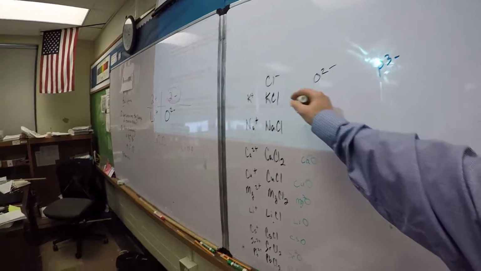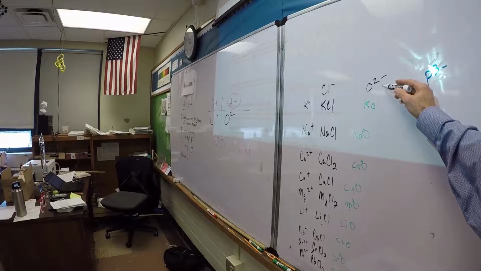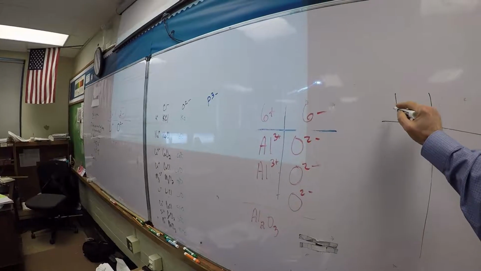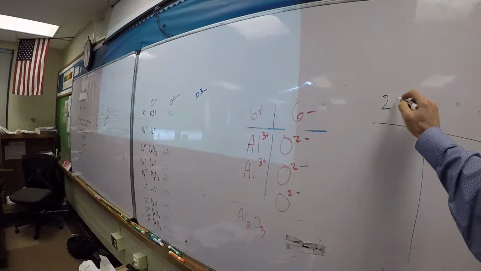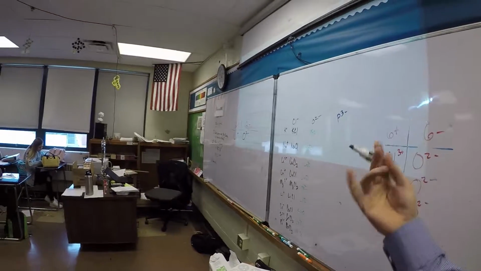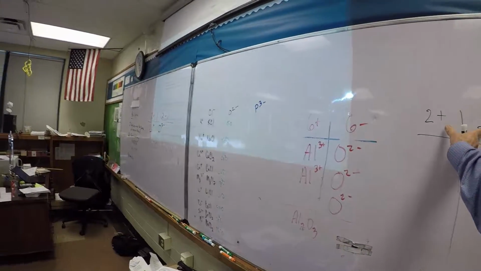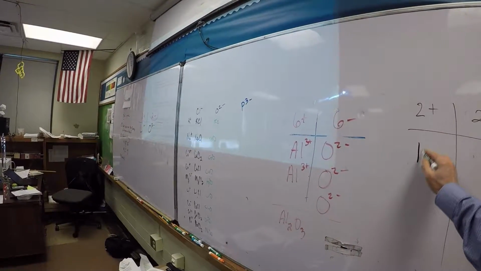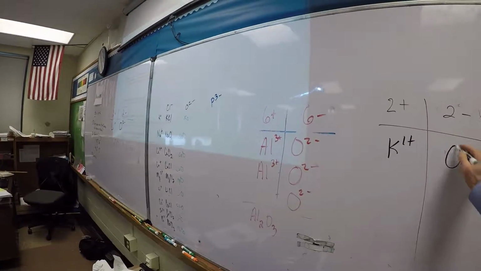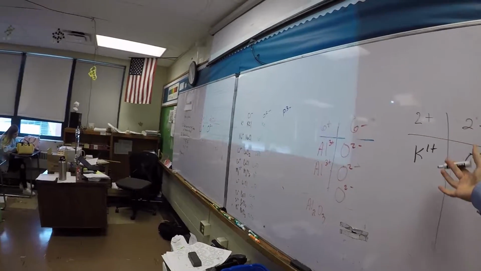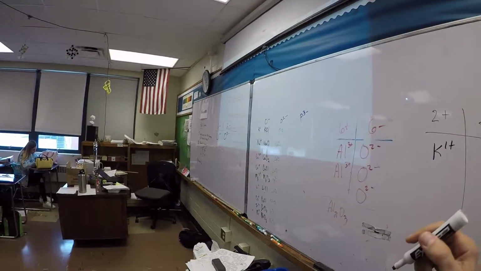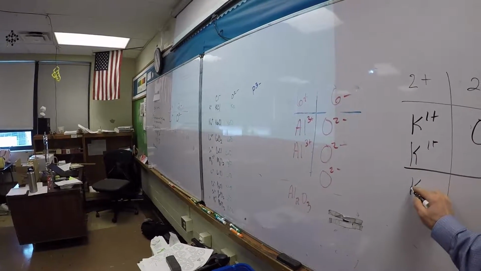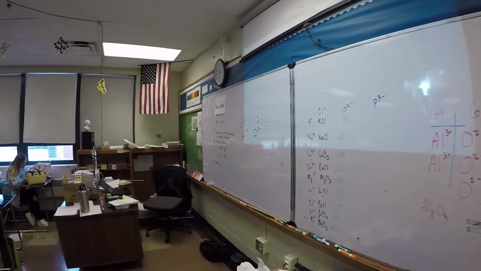You have KO. K has a 1 positive, O has a 2 negative. Right? So if you look over here with KO, we're trying to get to where it's 2 positive and 2 negative because we're looking for the values that'll be balanced. Make sense? So we're starting with K 1 plus and O 2 minus. So I have to do what to get 2 positive? I have to add another one. And then I get K2O. Make sense?